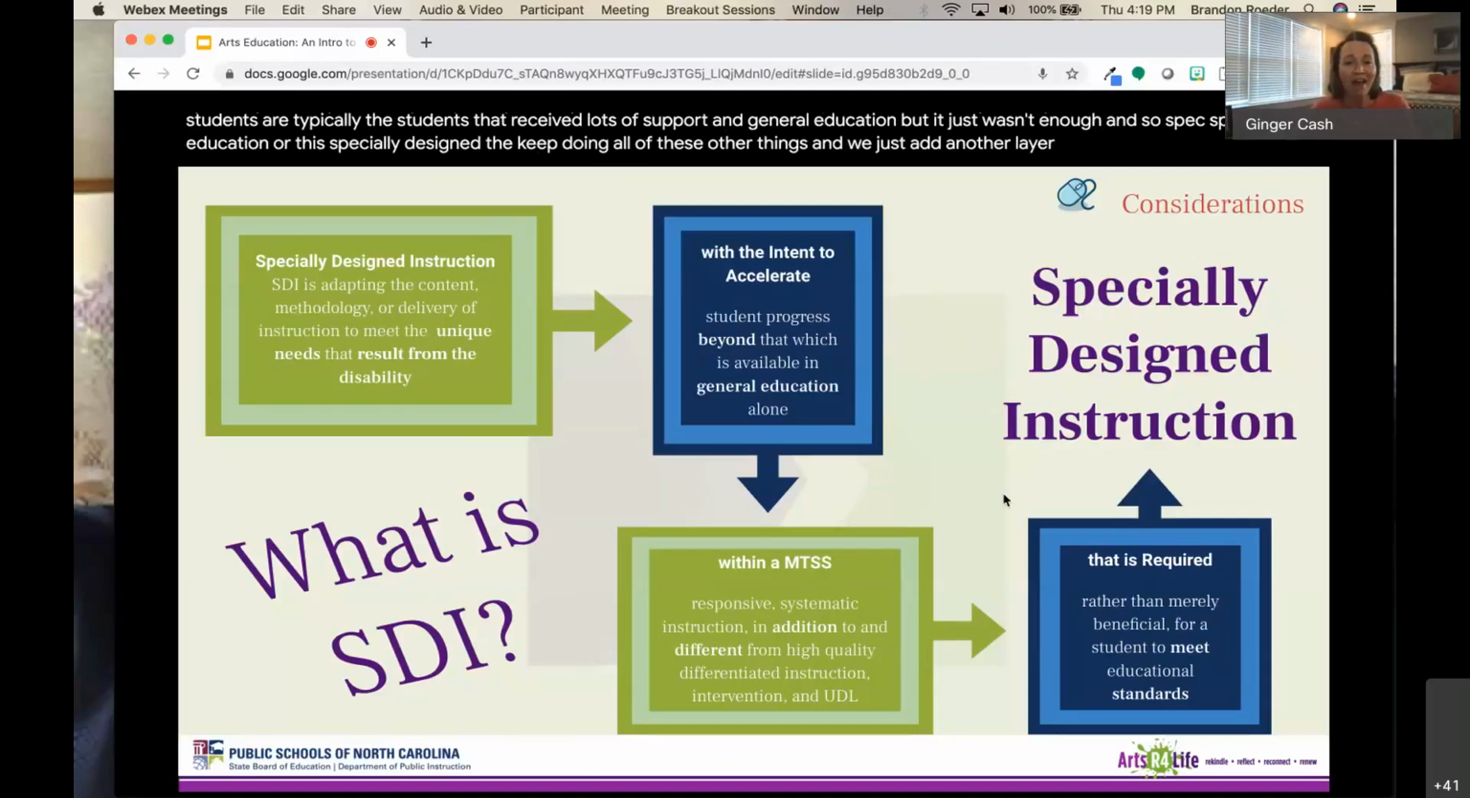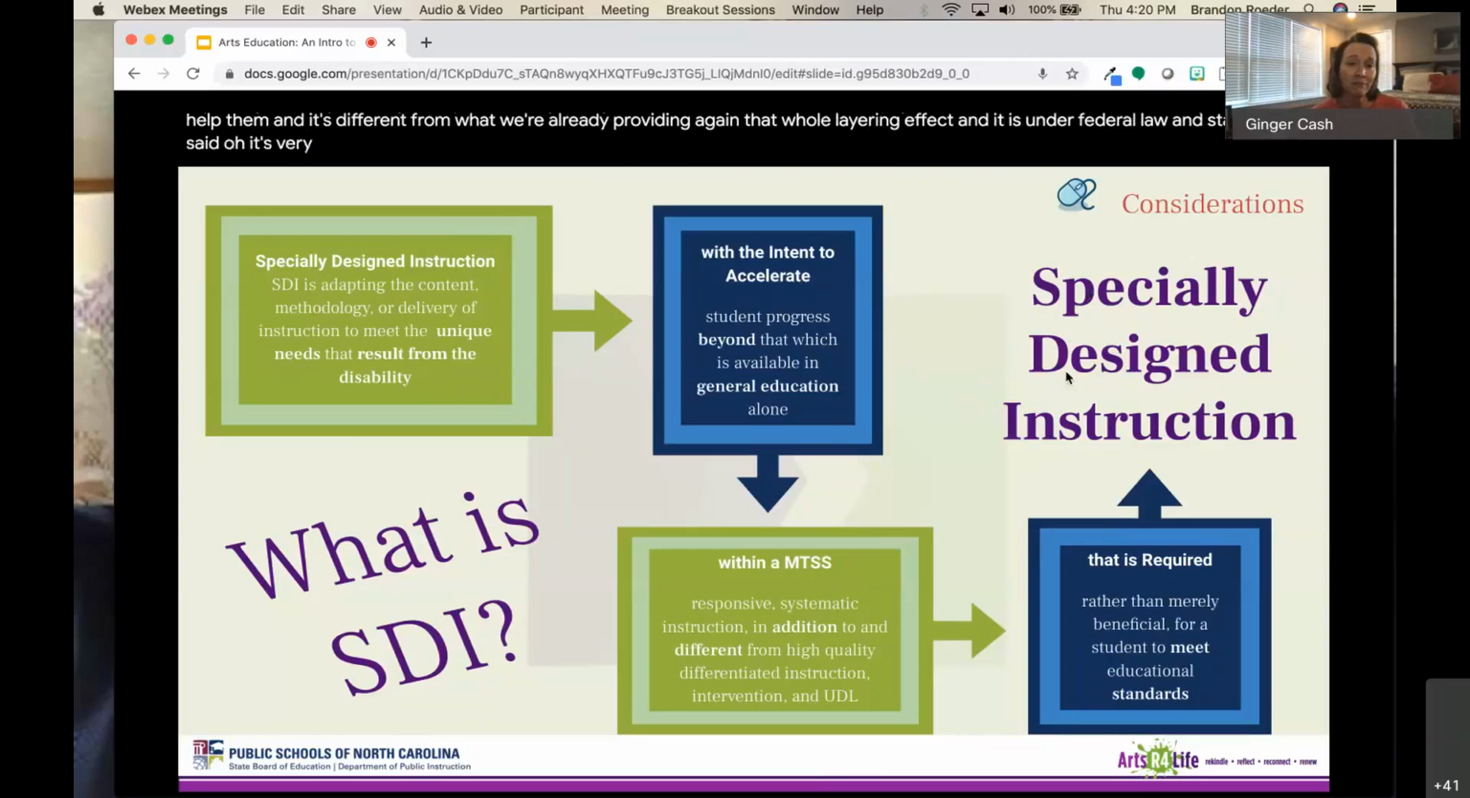And the importance of why this has to be within a multi-tiered system of support is, as I was sharing about what that definition is, that we want all of our students to be responsive to the education and the instruction that they're receiving. So we use systematic ways and also explicit instruction to try to help them. And it's different from what we're already providing. Again, that whole layering effect. And it is required. It lives under federal law, state law. And so it's very important that we be familiar with what those expectations are and what is specially designed instruction so that we do our duty as educators to make sure we're providing it as it's intended.